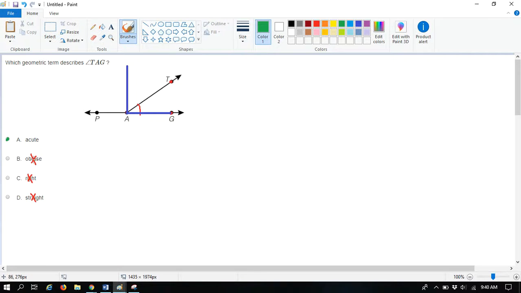And if it's less than 90, it can't be obtuse, because obtuse is greater than 90. And it can't be a straight angle because a straight angle would be a straight line, and a straight line is exactly 180 degrees. So it has to be acute. So when you get to this one, you want to look for acute because this angle is an acute angle because it's less than 90.